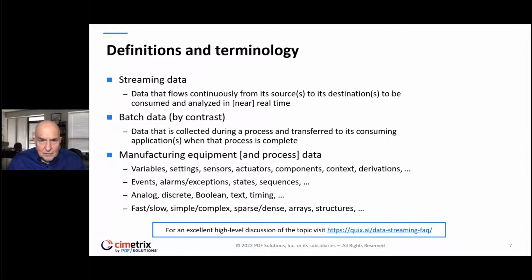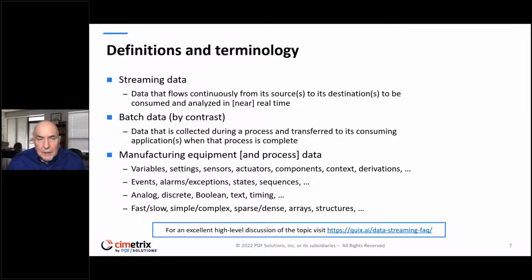So this is data that's very current. By contrast, batch data is data that's collected during a process and then transferred to its consuming applications after that process is complete. And that process could be a single wafer's processing, or a lot of material, or an entire batch of material. It really depends on what the breakpoints are in that overall collection, transmission, and analysis process.